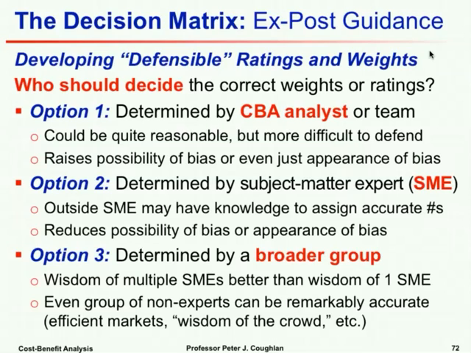so who should decide? Well, one option is that the analyst or the team that's doing the cost-benefit analysis can themselves decide on the ratings and the weights. It certainly could be reasonable. If you do a thorough cost-benefit analysis, you might be an expert in that area now. But there's the possibility of bias, or at least the appearance of bias. It's better to appeal to somebody outside the analysis, because otherwise, even if you're not biased, even if you're very good at determining the ratings and the weightings, there might be an appearance of bias.